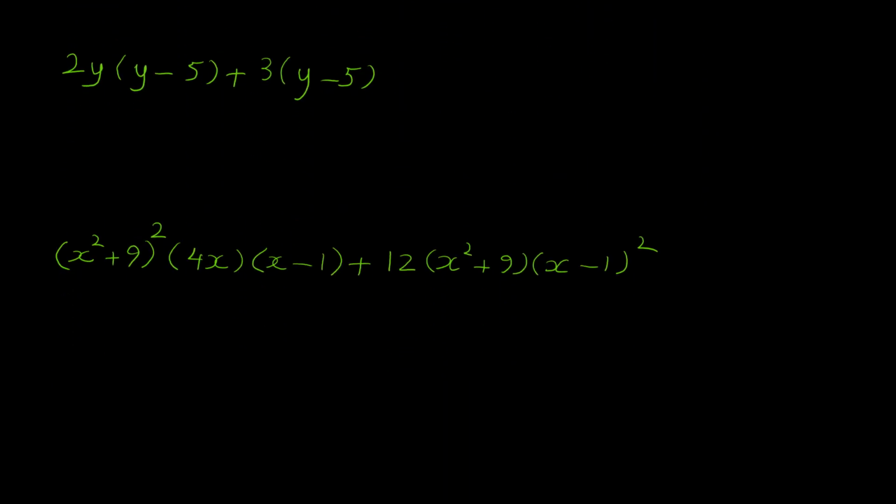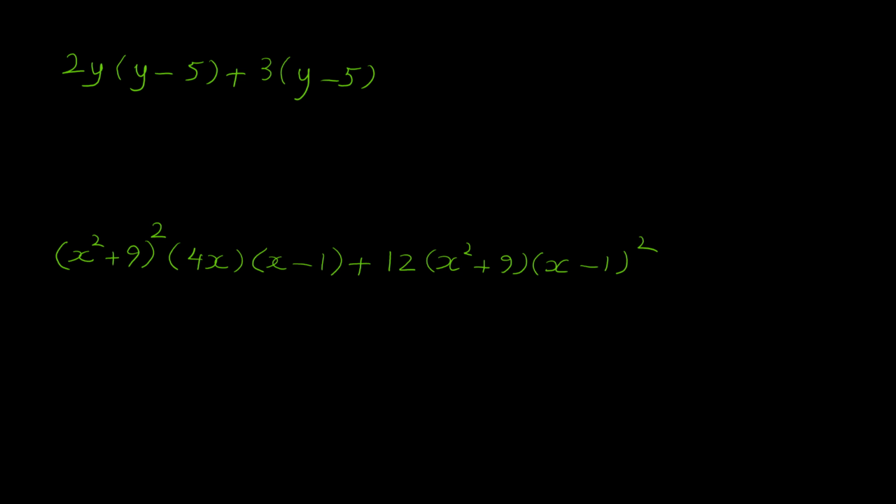Now look at these two examples. 2y times y minus 5 plus 3 times y minus 5. First, we look for numbers. Is there any coefficient, any number to factor between 2 and 3? We don't have any common factor. So no, we don't have any number as a common factor.